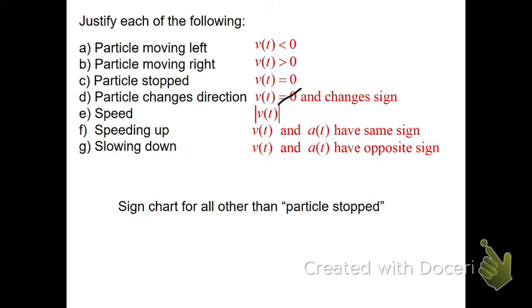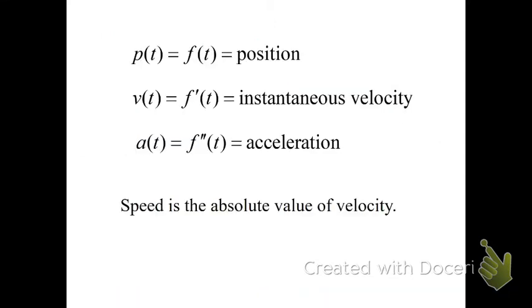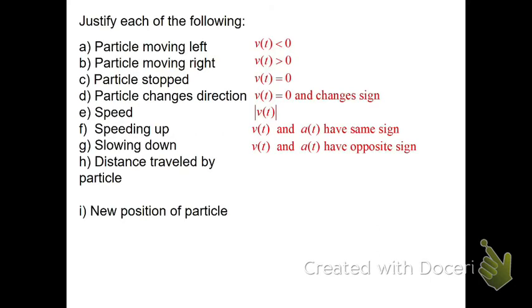Distance traveled. This you should already know, I think. For distance, remember that's the area under the velocity curve. So area implies an integral, and distance can't be negative. Whether I'm going to or from school, I've still traveled a positive distance. So distance traveled is the integral of the absolute value of velocity, the area under that curve.